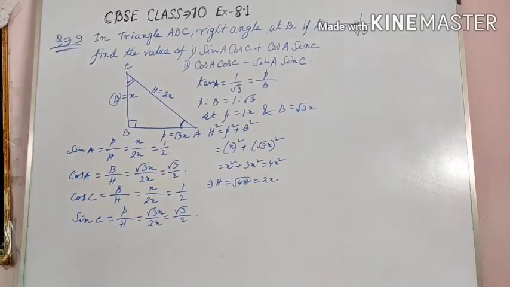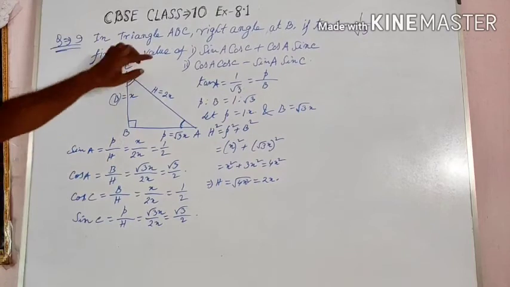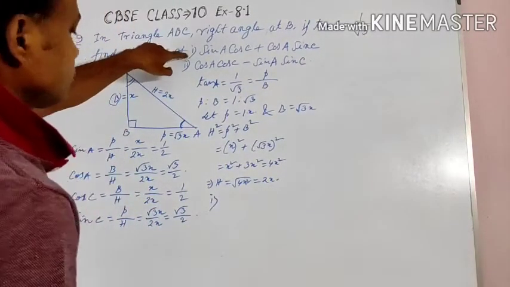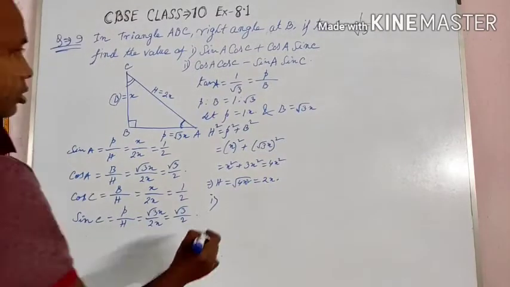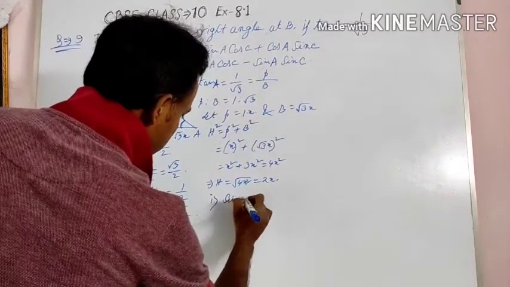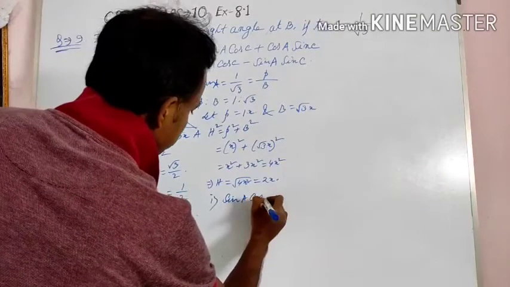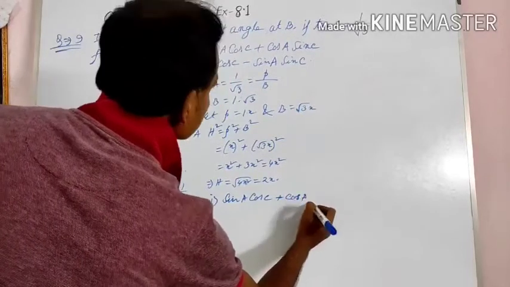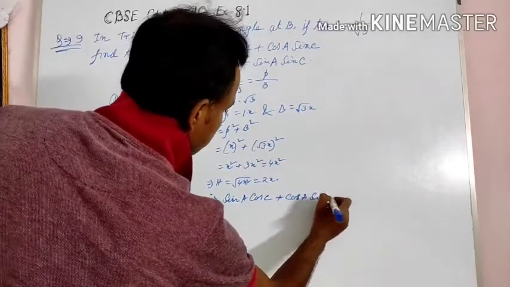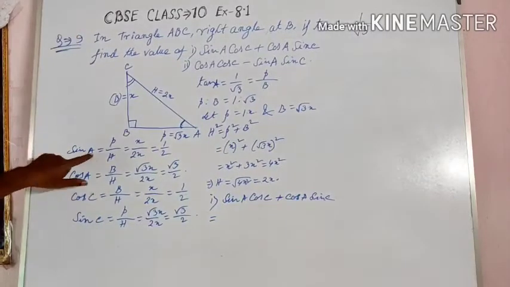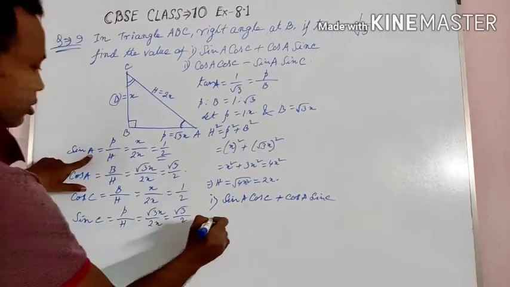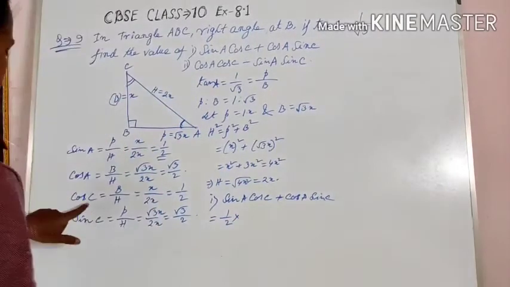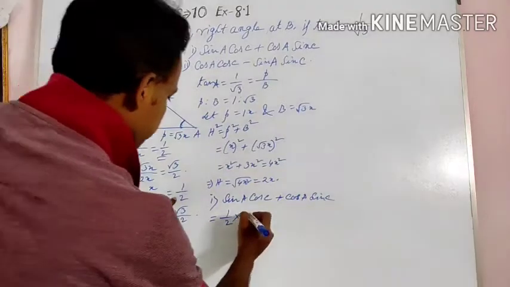So now put the values. Number 1: sin A cos C plus cos A sin C is equal to, put the value. What is the value of sin A? That is half. What is the value of cos C? Cos C is equal to half.